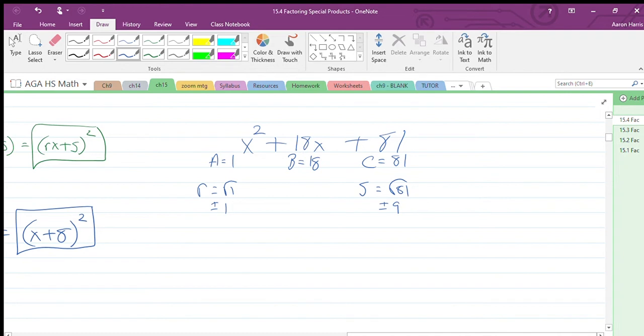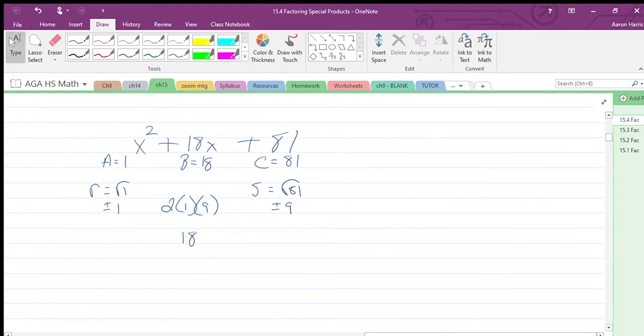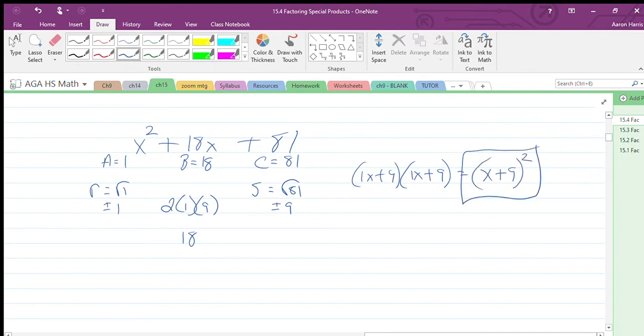Since B is positive, I know that it's going to be what? 2 times a positive 1, 2 times a positive 9, that gets me my 18. So I know 1 and 9 work. So all I have to write is what? 1x plus 9. 1x plus 9 is equal to x plus 9 squared. So even with explaining it, that's very, very fast.